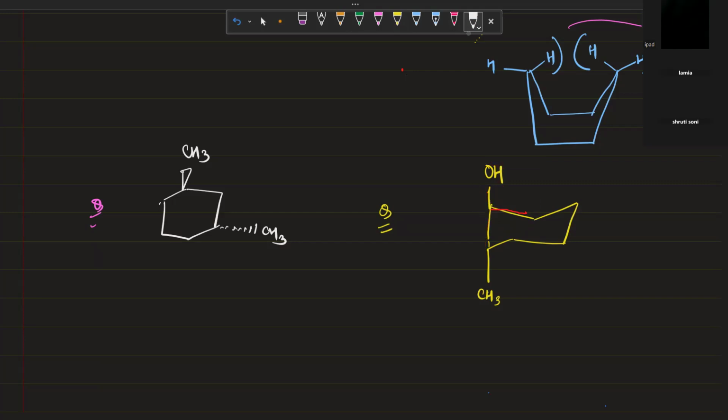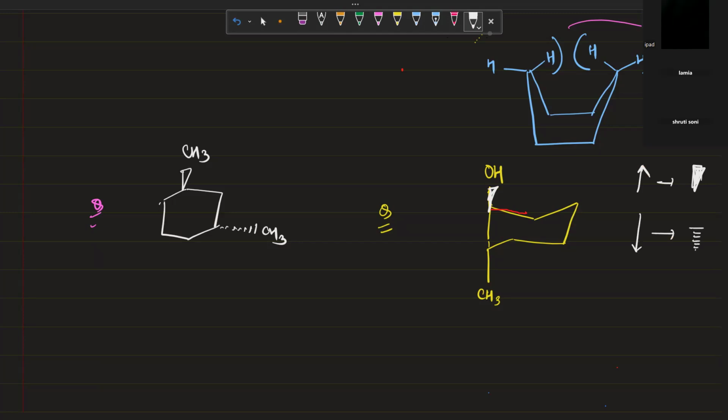So in this case, how do you identify it? You need to know that whenever a group is on the upper side, the bond is axial and is in the wedge direction, so you represent that group as a wedge. And if any group is on the downward side, you represent that group as a dash.